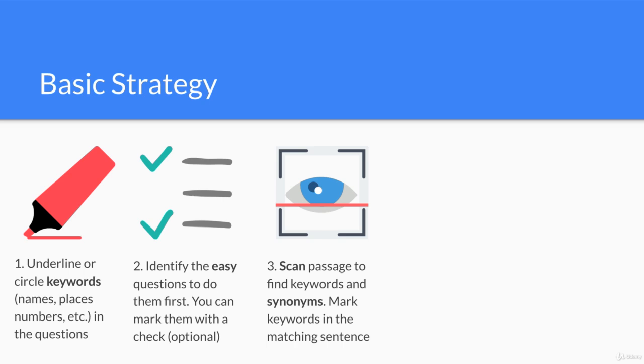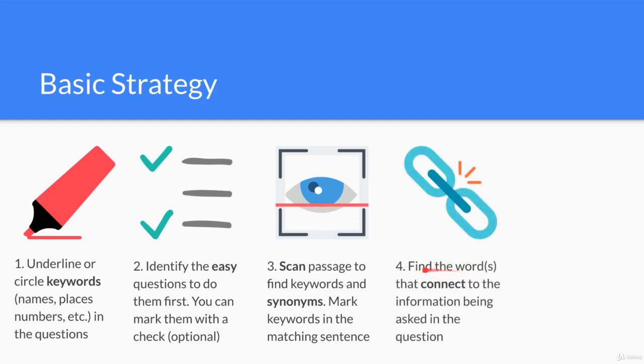After that, you have to look for these keywords. You have to look for the keywords for the easy questions in the reading passage, and you have to scan the passage to find the keywords or the synonyms for those keywords. Here's the thing that I want to stress at this point. Once you have found the keywords from the question in the reading passage, you can go ahead and mark those keywords in the reading passage. But after you have located the keywords from the question, you need to move on to the next step.